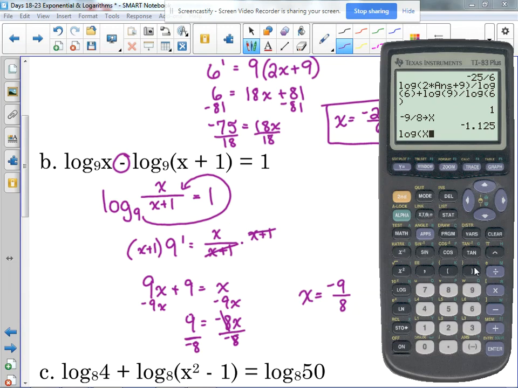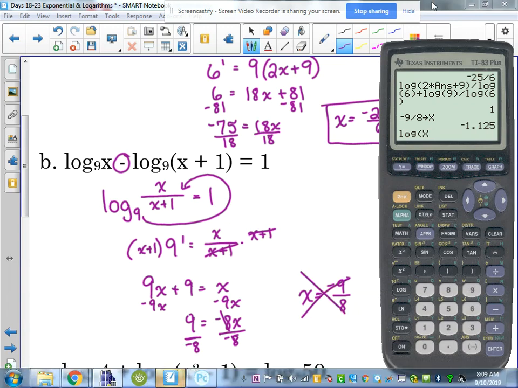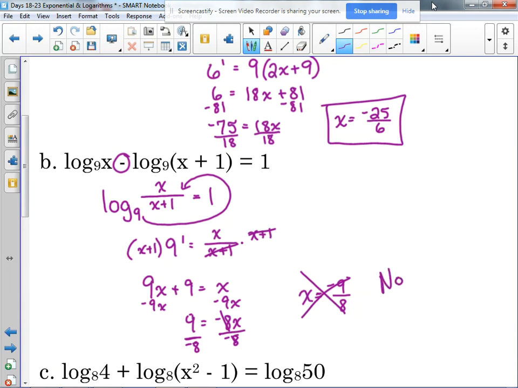When I start to plug it in right here, I've got the log of x. X was negative 9 over 8. I cannot take the log of a negative number, so that gets thrown out. That is no solution right there.